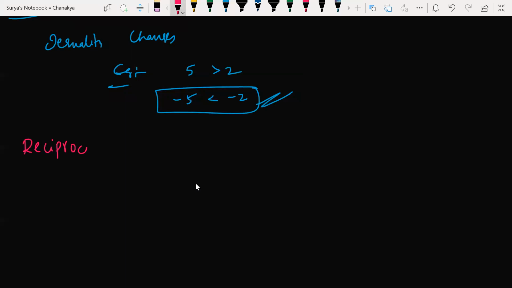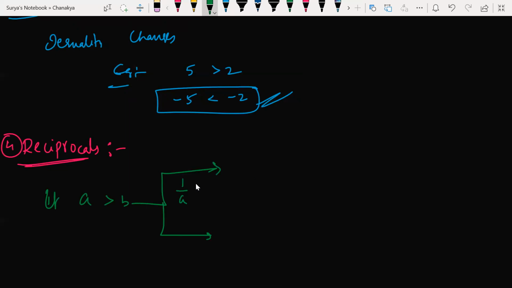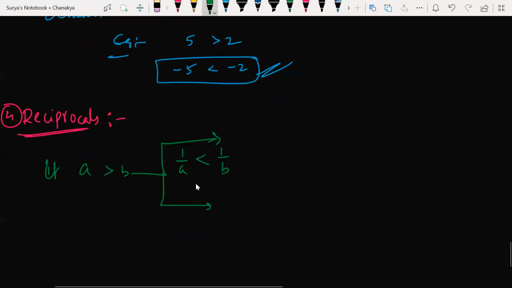Let's talk about reciprocals. What happens in reciprocals? Look at this. Suppose we take numbers A greater than B. The reciprocal of A is 1 by A, and the reciprocal of B is 1 by B. When you take the reciprocal, what happens to the inequality?